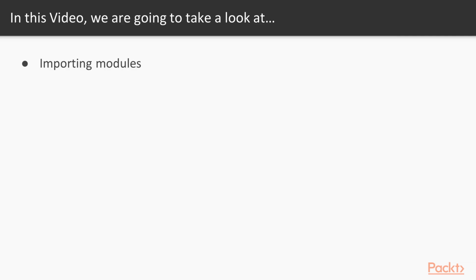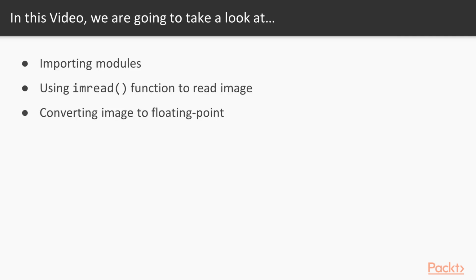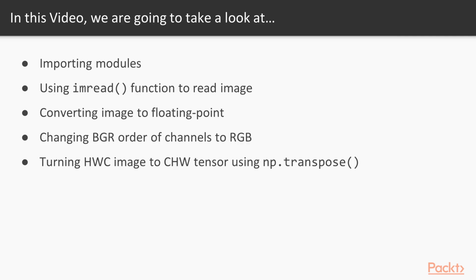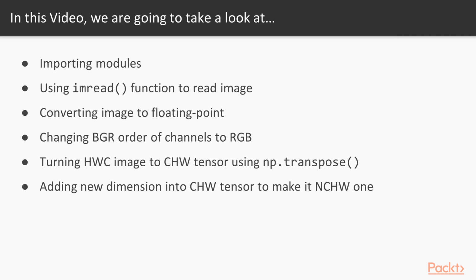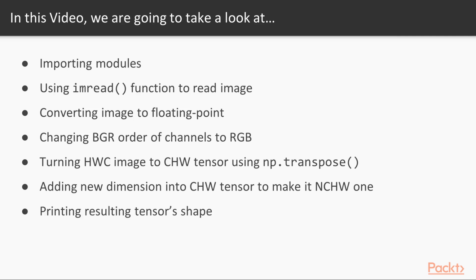Firstly, we'll be importing our modules. Next, we'll use the imread function to read the image. Next, we'll convert the image to floating point. Next, we'll change the BGR order of channels to RGB. Next, we'll turn the HWC image to a CHW tensor using NumPy's transpose function. HWC stands for height, width, and channels. Then we'll add a new dimension to the CHW tensor to make it an NCHW tensor. And lastly, we'll print the resulting tensor's shape.